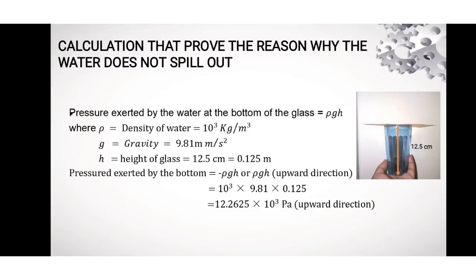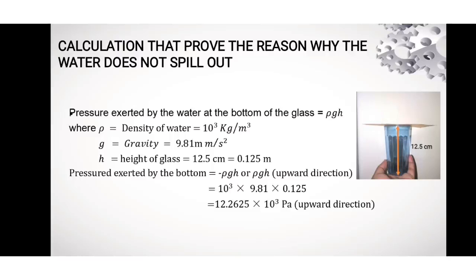First, calculate the pressure by the water at the bottom of the glass using the formula rho GH, where rho is the density of water, equal to 1000 kilogram per meter cube, and G is gravity, equal to 9.81 meter per second square, and H is the height of the glass, equal to 12.5 centimeter or 0.125 meter.